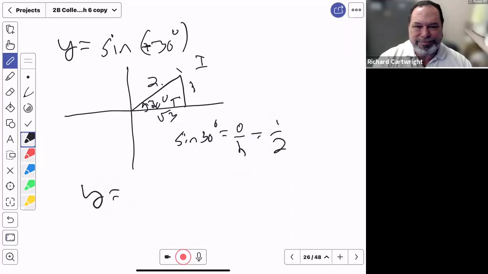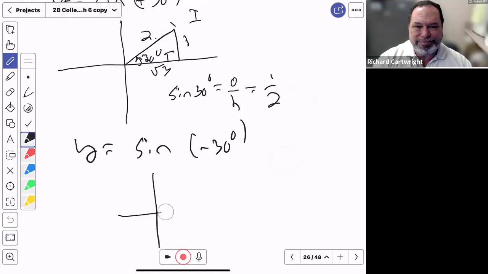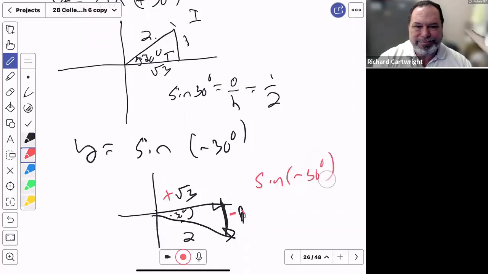If I talk about y equals sine of a negative 30 degrees, then the picture changes slightly. I'm opening down, so the angle's going that way, and that's a negative 30 degrees. But if I drop my perpendicular, it's still a right triangle. Opposite the 30 is still a 1. Hypotenuse is still a 2, and the other leg is square root of 3. But pay attention, this is going down, so it's a negative. This stays positive, didn't change. Hypotenuse never changes. So sine of a negative 30 degrees is still opposite over the radius, or the hypotenuse.